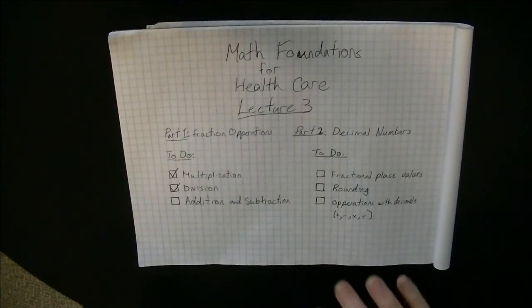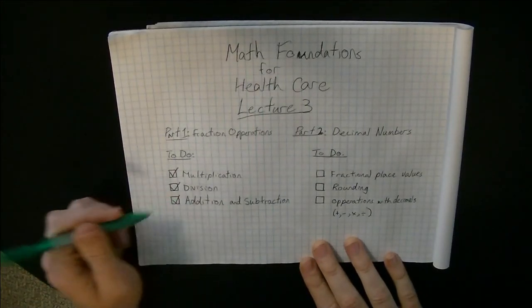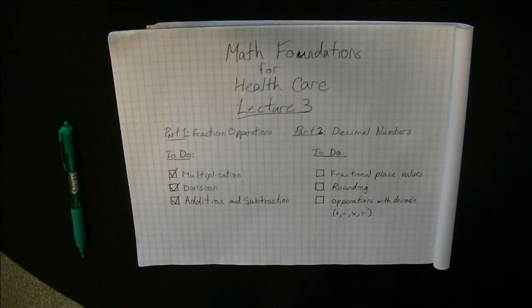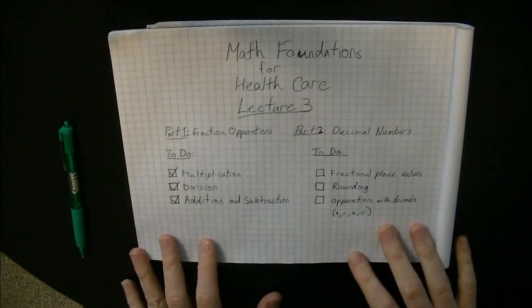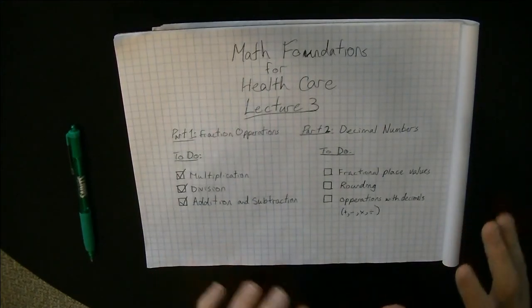Okay, so that covers it for addition and subtraction, which means that we are done fraction operations. We are done looking at how to work with fractions. Now what we're going to do is look at how to work with decimal numbers. All right, so we're on to a completely different thing.